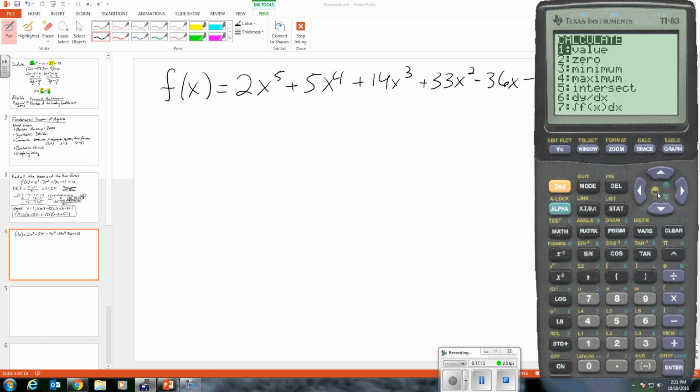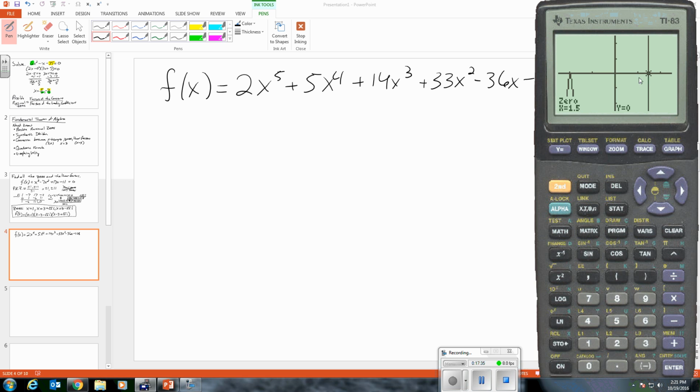So I'll do that calculate a zero option, and it looks like it's between 1 and 2. So I'll say left of it is 1, right of it is 2, and then make a guess, and I'm going to say that looks like 1.5. It is 1.5. Awesome. That's right.